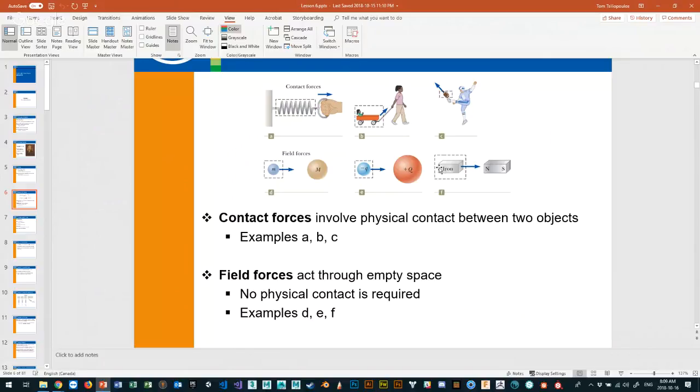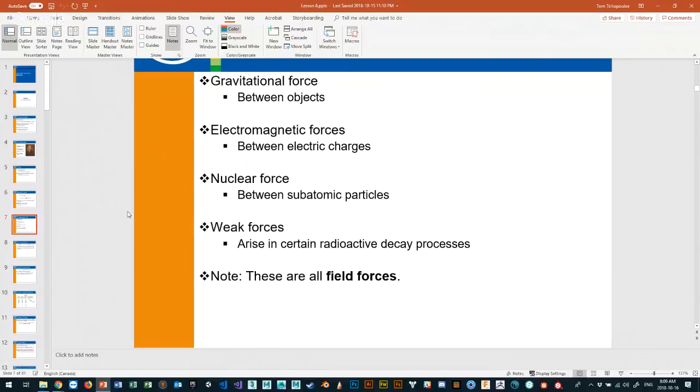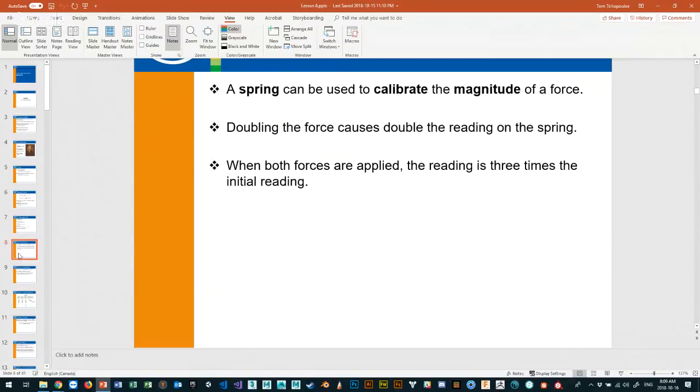But the ones we care about are the ones that we can actually kick and hit and move and collide with and all that stuff. These are the other ones: gravitational force, electromagnetic forces. If you were going to be an engineer, definitely some of these you'd have to deal with, or most of them. Nuclear forces, and all these are field forces, and they're out of scope.